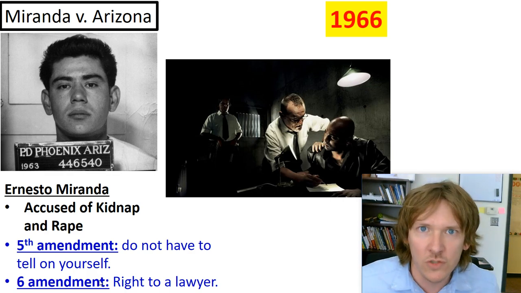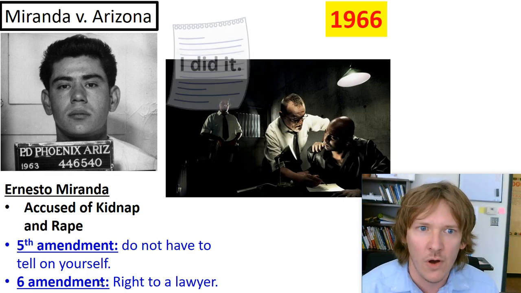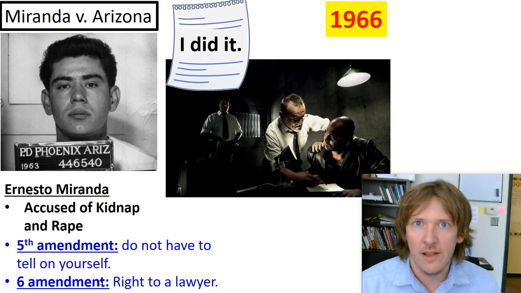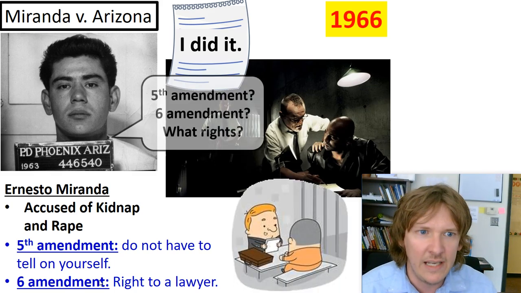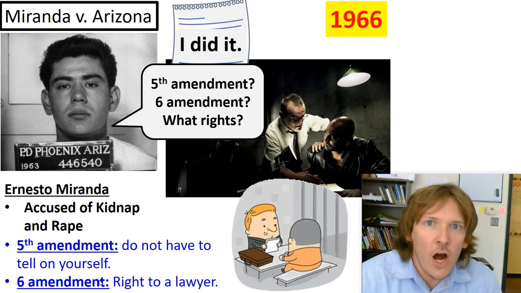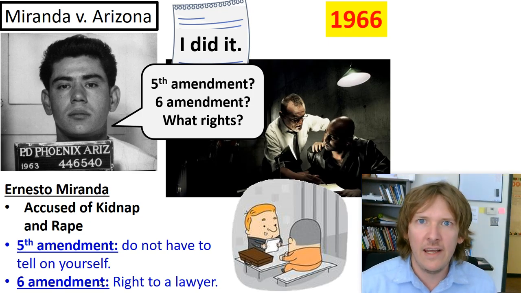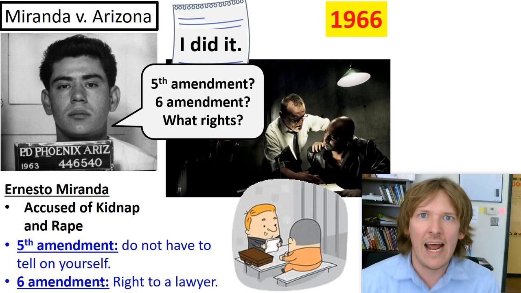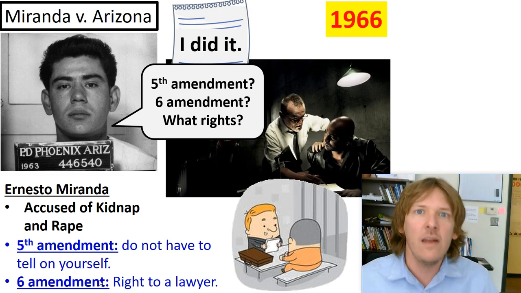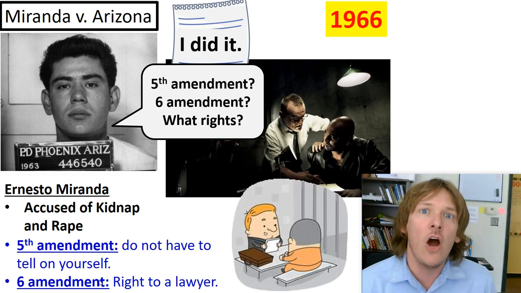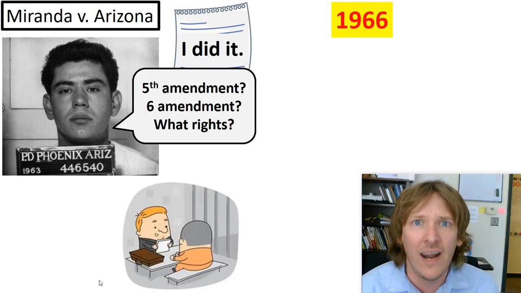The Sixth Amendment also says in the Constitution, you have the right to a lawyer. Again, they bring him in, they're giving him a hard time, and he confesses. He writes down that he did it. He didn't know he had a Fifth Amendment right, that he didn't have to incriminate himself, that he didn't have to tell on himself, that he could just shut up. He didn't know what the Sixth Amendment was. He didn't know that he had the right to a lawyer. He did not know his rights. Oh, I don't know. I didn't know.